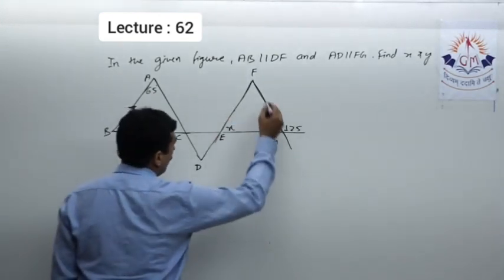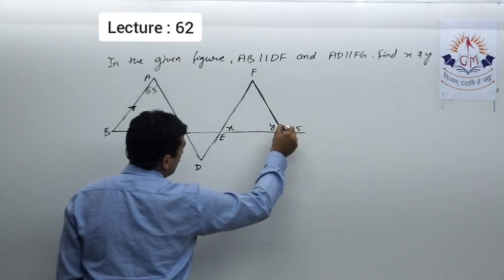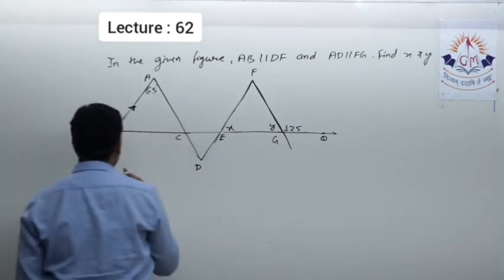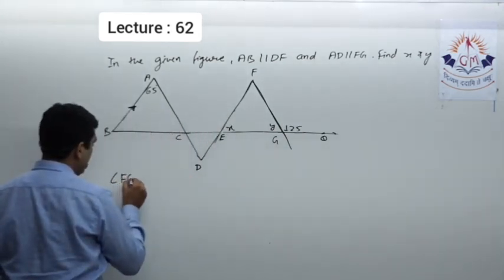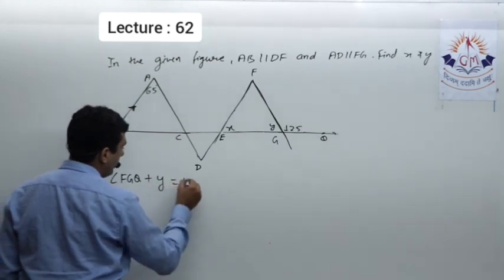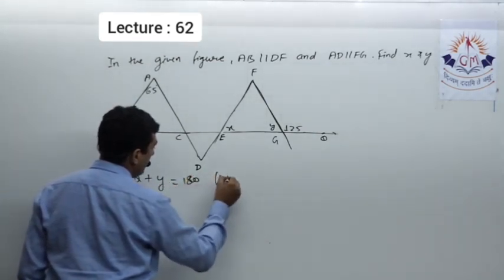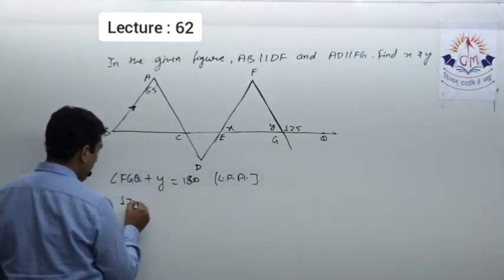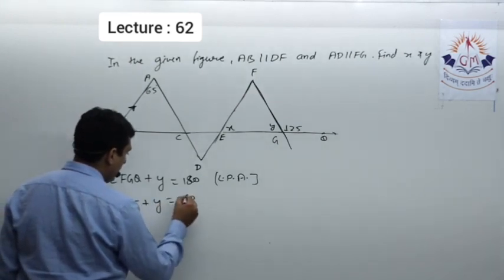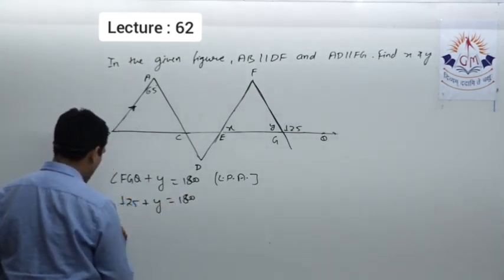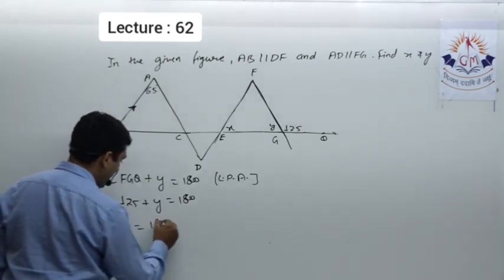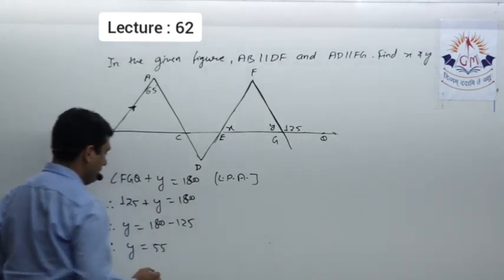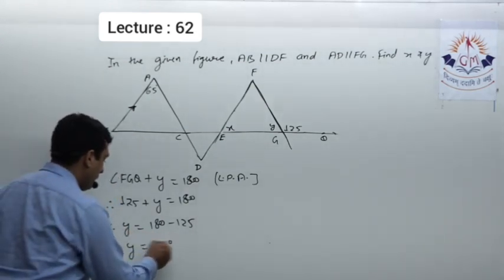So here I can write angle FG, and let the name of this point be Q. Angle FGQ plus Y is equal to 180 by linear pair axiom. So 125 plus Y is equal to 180. Therefore angle Y is equal to 180 minus 125, so Y is equal to 55 degrees. Okay, so we got the measure of Y.